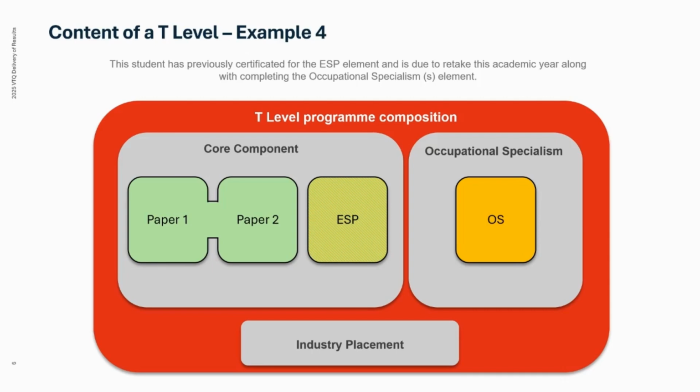The main thing to remember is to treat the core element and the occupational specialism entirely separately from one another. In addition to this, the deciding factor you need to bear in mind is: will the student be looking to achieve the core component or occupational specialism in this academic year?